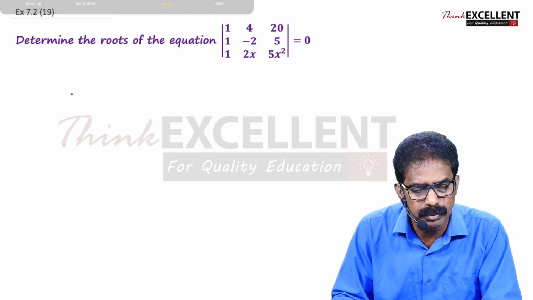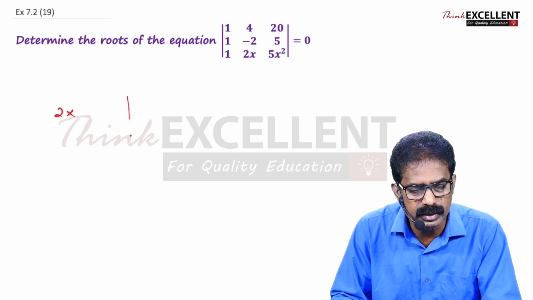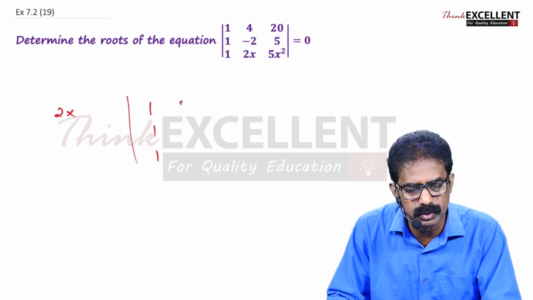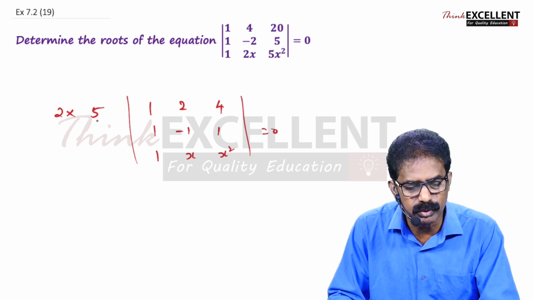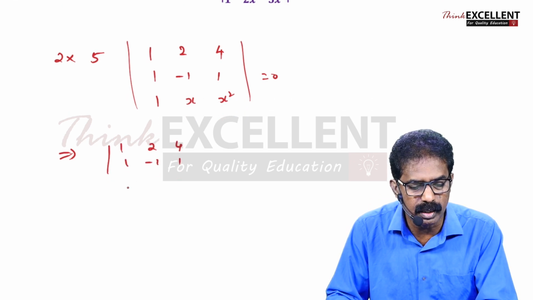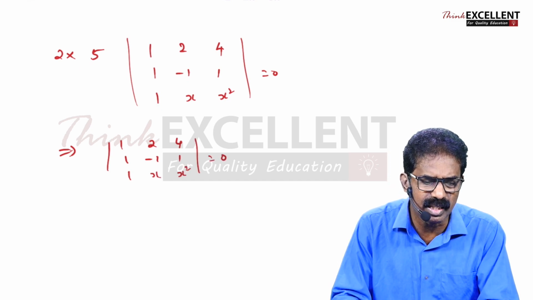So what I'm going to do, second column, I'm taking 2 outside. So no change in the first column. Second column, I have taken 2 outside, so this becomes 2, minus 1, x. Third column, I'm taking 5 common, so you'll get 4, 1, x square, equal to 0. So these 5 twos are 10. It cannot be 0. So the only possibility is the determinant with rows 1, 2, 4; 1, minus 1, 1; 1, x, x square is equal to 0. Now just do the expansion.